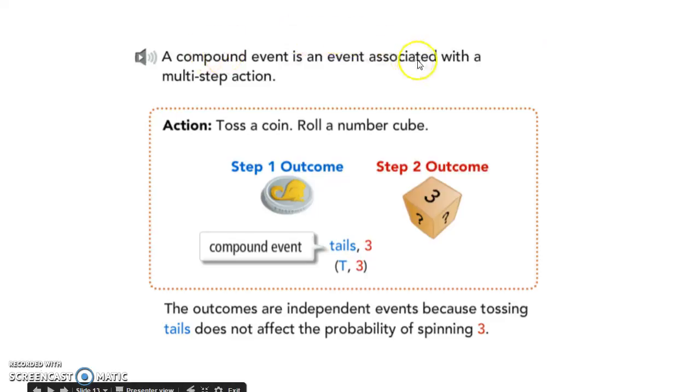Okay, a compound event is an event associated with a multi-step action. We've already written that definition. Here, look at this action. Toss a coin and then roll a number cube. So when I toss a coin, I get tails. And then when I roll the number cube, I get 3. So here is my compound event. Did whatever I flipped on the coin have anything to do with what I rolled on the number cube? No, these don't affect each other. So this would be an independent event, because the outcome of this one doesn't affect the outcome of this one. I'm flipping 2 separate things.